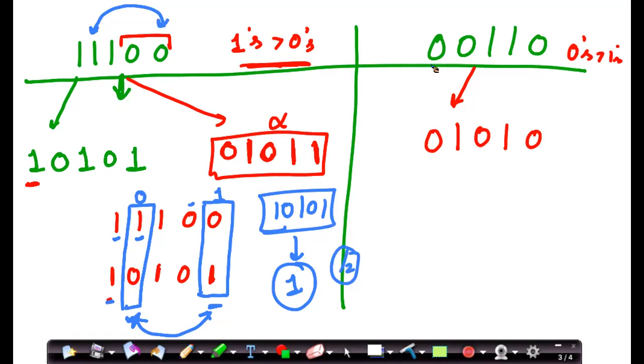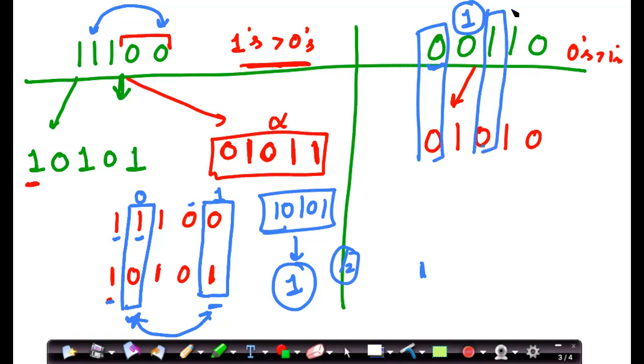Similarly, what if the 0 is our first character? In that case, again, this is at the correct position, but we want 1 to be here in the final string. This means 1 incorrect position. Again, we want 0 to be here in the final string. Second incorrect position. This is correct and this is correct. 2 incorrect positions again. So the number of swaps will be just 1.